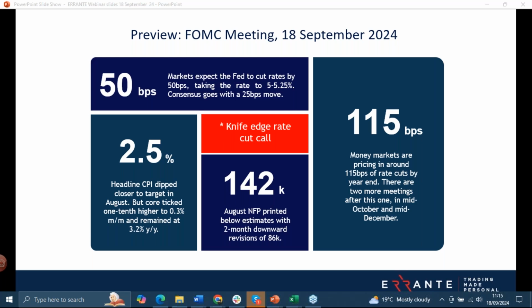And rate cut bets have yo-yoed. That's the phrase we're using. After that non-farm payroll report, money markets saw only a 30% chance of a 50 basis point cut. Since then, it came down even further after that CPI data we just talked about, to only around 15% for a 50 basis point cut. That was last week only. But since then, odds have climbed and climbed.